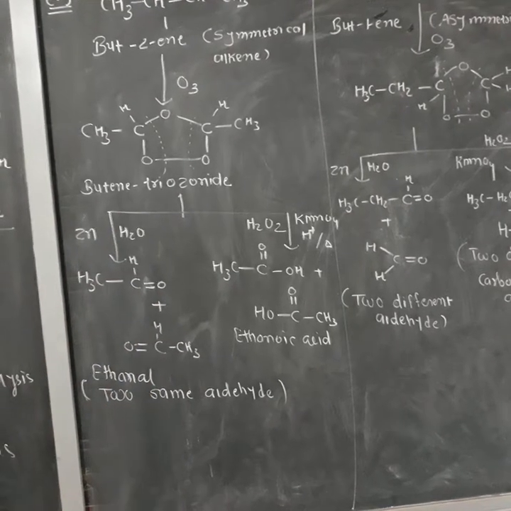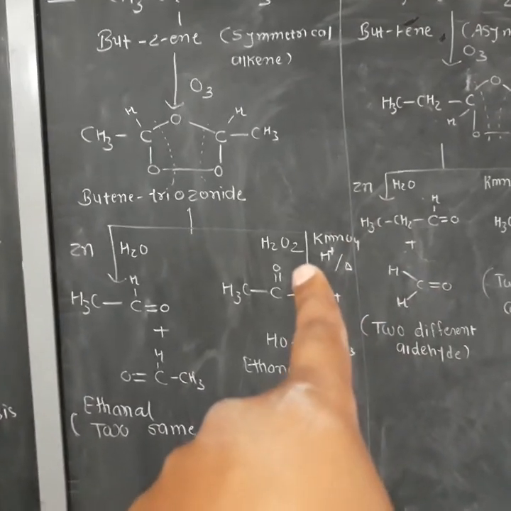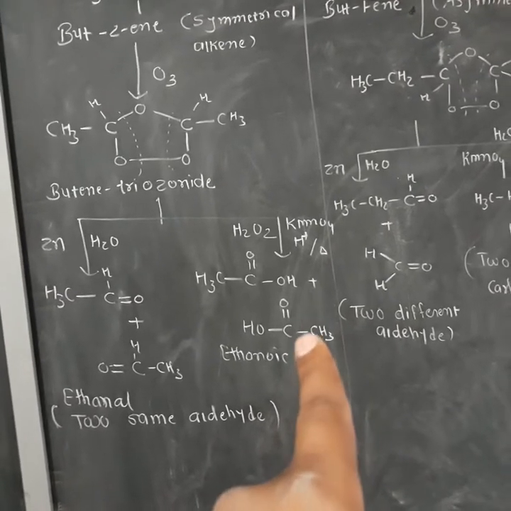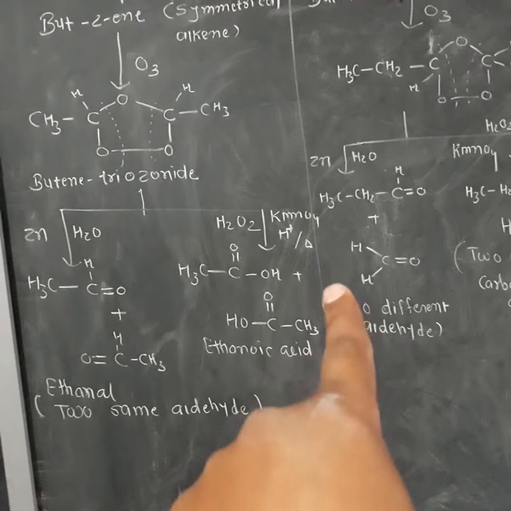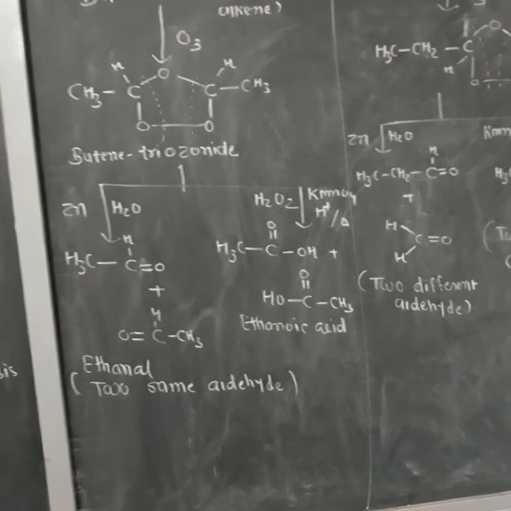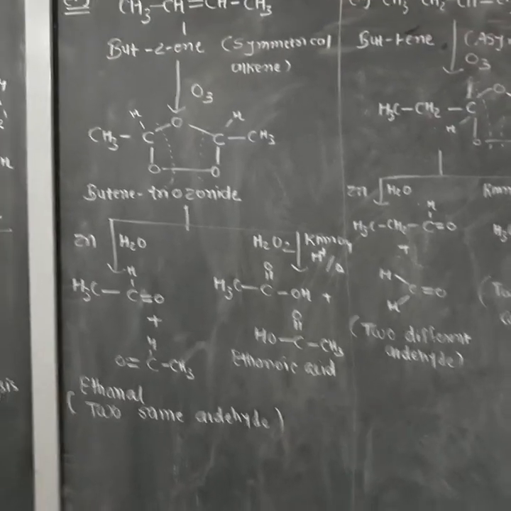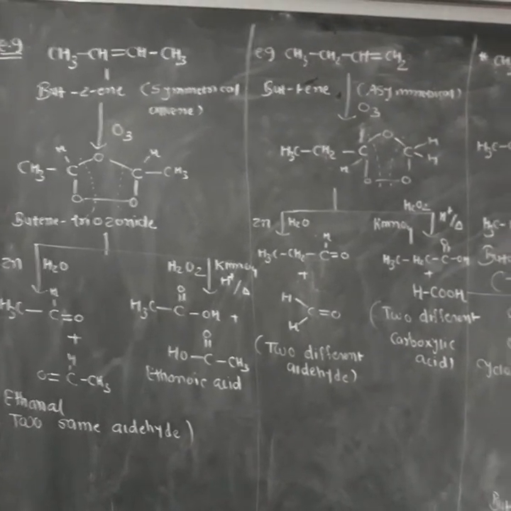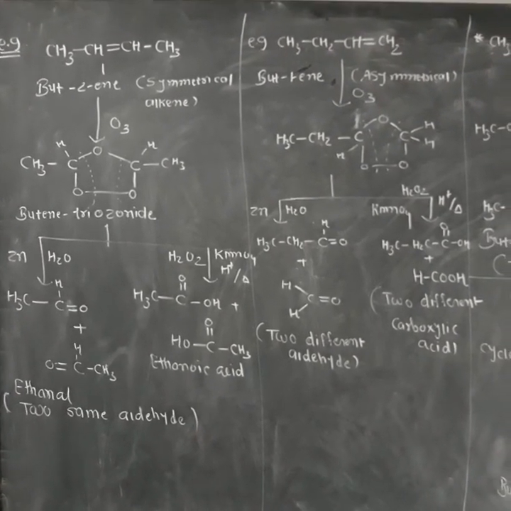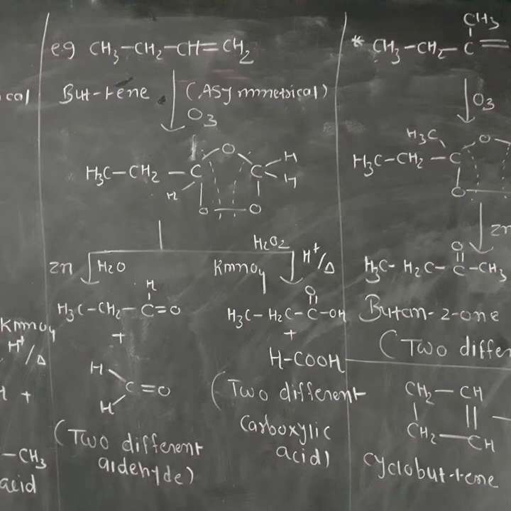Here both the products are the same because it is a symmetrical alkene. But instead of zinc and H2O, if you utilize hydrogen peroxide, which acts as an oxidizing agent, this is called oxidative workup. Or KMnO4 and H plus on heating, then instead of aldehyde, since all of these are oxidizing agents and aldehyde on oxidation gives carboxylic acid, ethanoic acid is obtained as a product instead of ethanal. This is about symmetrical alkene. Whenever a symmetrical alkene reacts, it gives two similar aldehydes or carboxylic acids as a product, or ketones also.